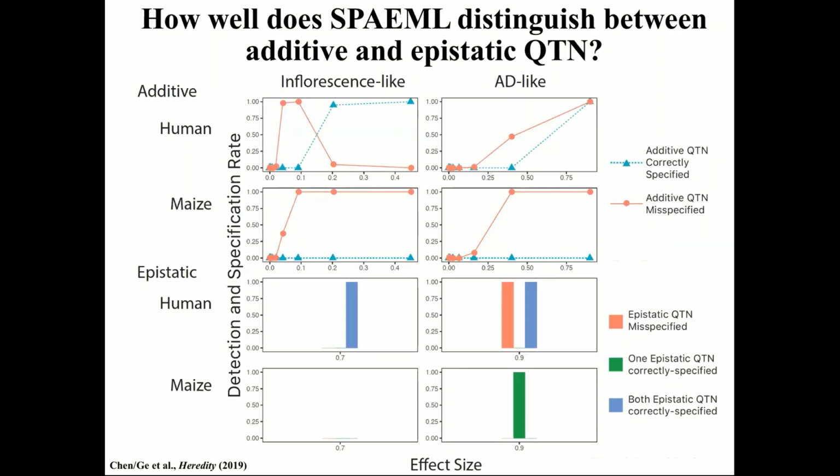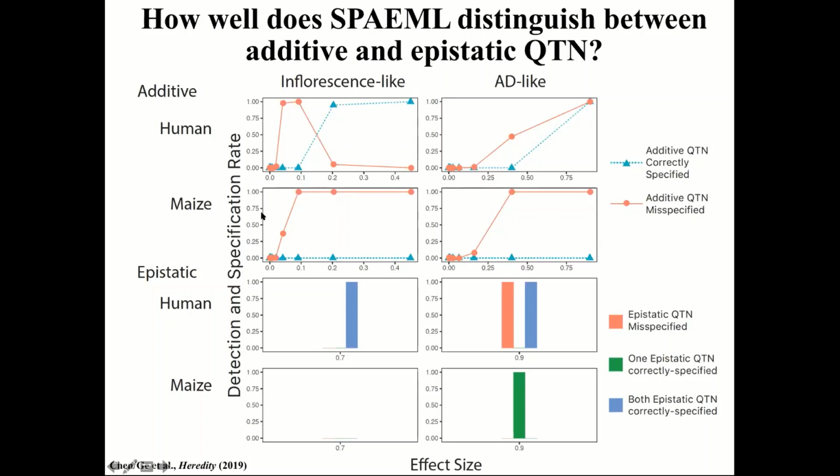That is, if the truth is that our QTN has an additive association, how often does spamel consider it additive? If we have a true epistatic QTN, how often does it identify both loci as having a two-way interaction effect? So the layout of these results is similar to the previous page.